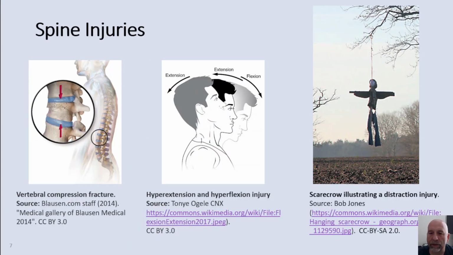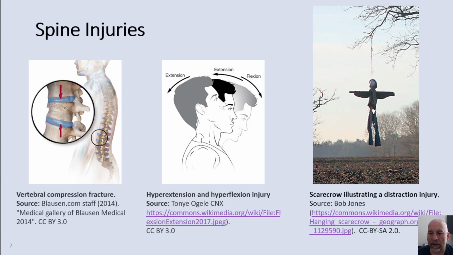A compression injury can occur from a fall regardless of whether the victim lands on their head or their feet. Hyperextension and hyperflexion injuries of the spinal cord can happen from motor vehicle crashes, headfirst diving accidents, or other types of trauma that cause overextension or overflexion of the cord.